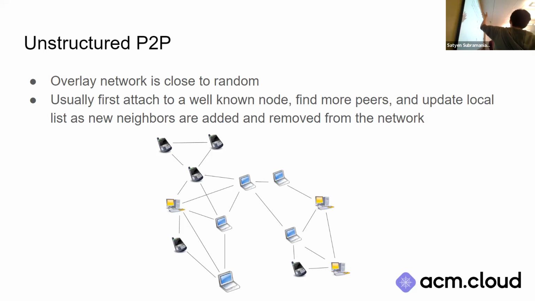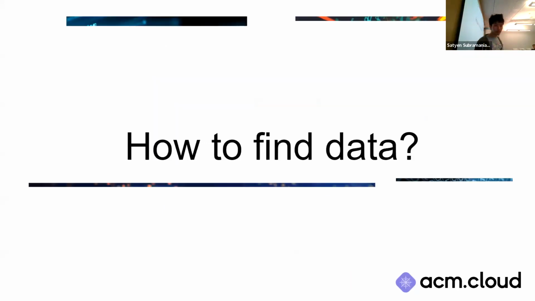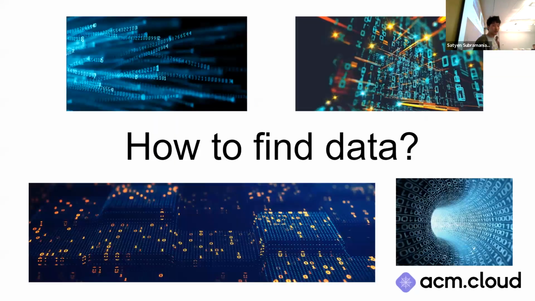And then usually the way this will happen is that when you try to connect to the distributed system, you'll attach to a well-known node. You'll find more peers by flooding the network, and then you'll update your local list. And then there are going to be updates as nodes are added and removed from the network.